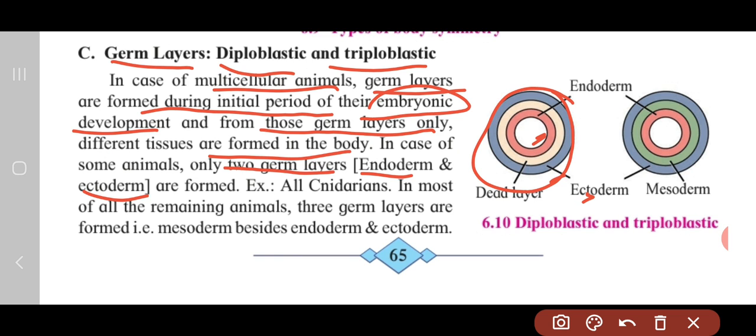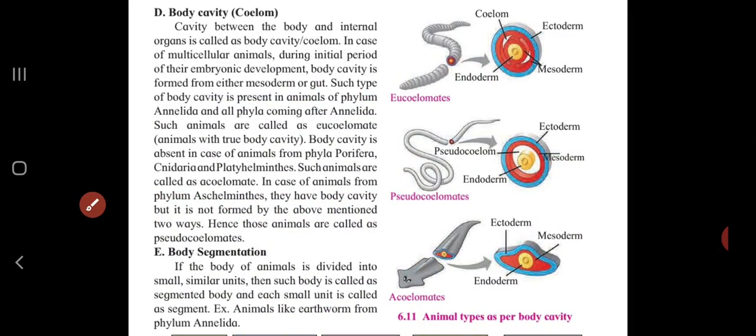For example, all cnidarians. In most of the remaining animals, there are three germ layers, that is mesoderm, besides endoderm and ectoderm. So you can see here, there is mesoderm in the center, endoderm which is outside, and ectoderm which is inside. So they are called triploblastic. So these are called diploblastic and these are called triploblastic. Okay, moving ahead.